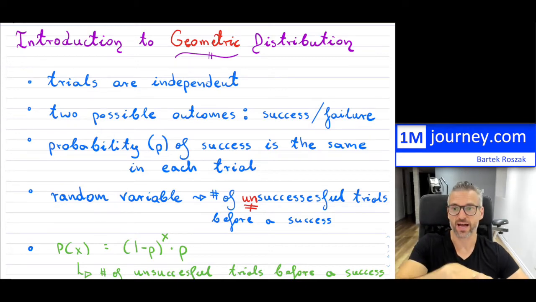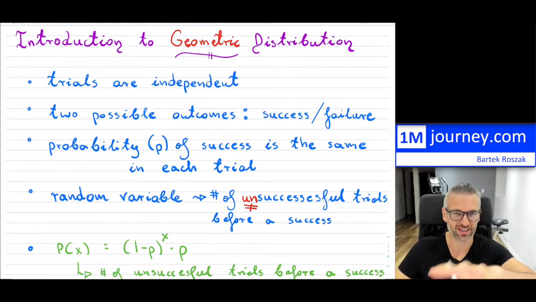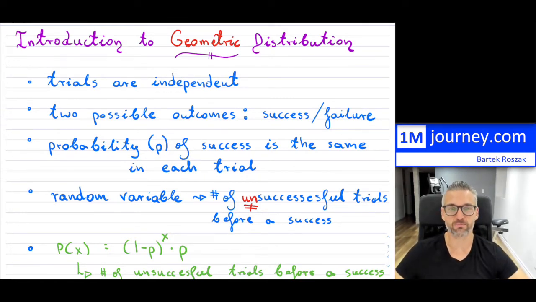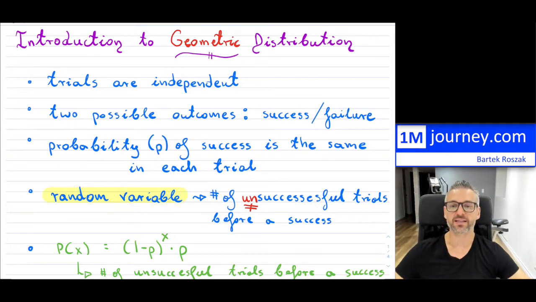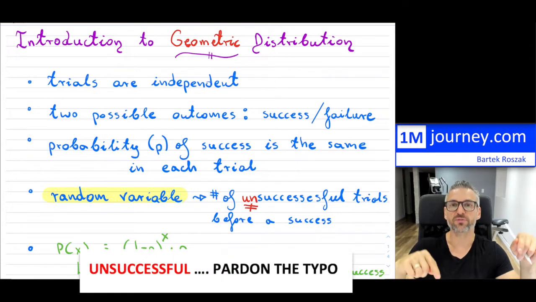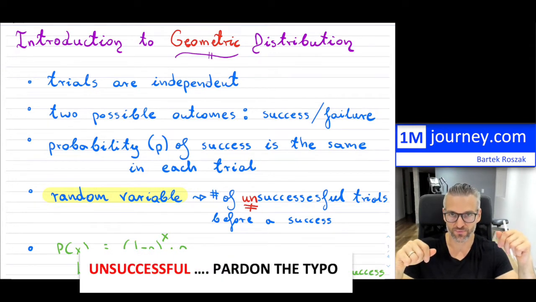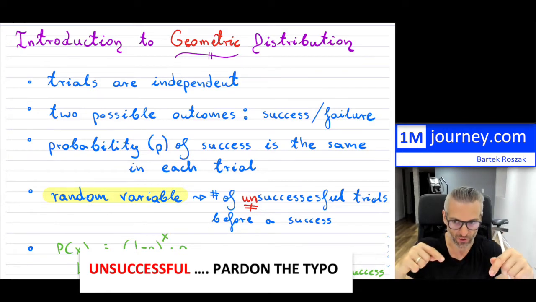And I'll show you an example so that you can understand this like I did with the binomial distribution, because reading this may not make a lot of sense, right? It will just start making sense once you start seeing the example. Now, the key difference for this geometric distribution is that our random variable is the number of unsuccessful trials before a success happens, okay? And I'll show you what I mean by that in just a moment.